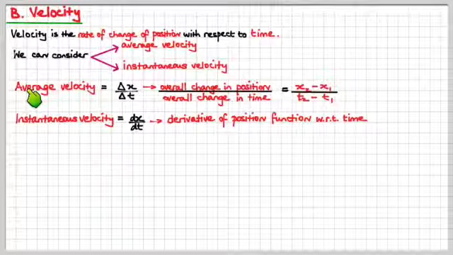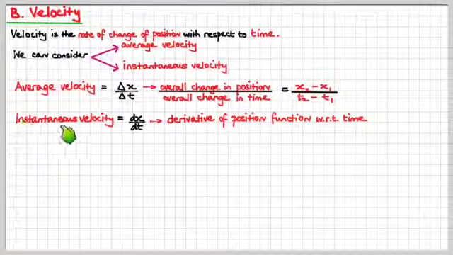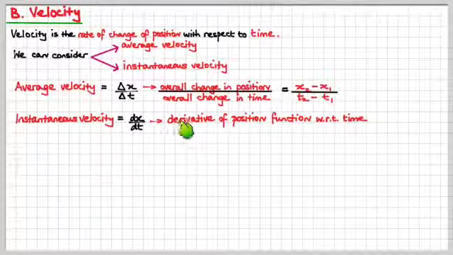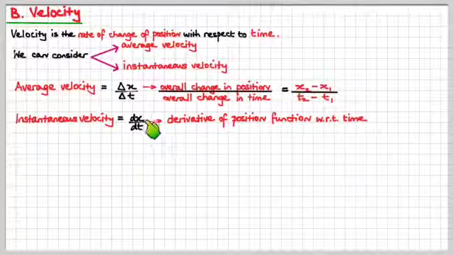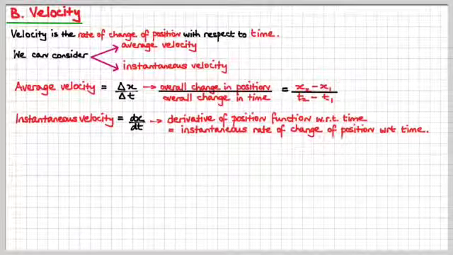Now, that is the average velocity. If you had a graph of position versus time, you just select point 2 and point 1, draw a straight line and find the gradient of that line between those two points. On the other hand, instantaneous velocity is dx by dt, the derivative, the gradient at a point on the graph, the derivative of the position function with respect to time at a single instant in time, hence the name instantaneous velocity. That's very different.